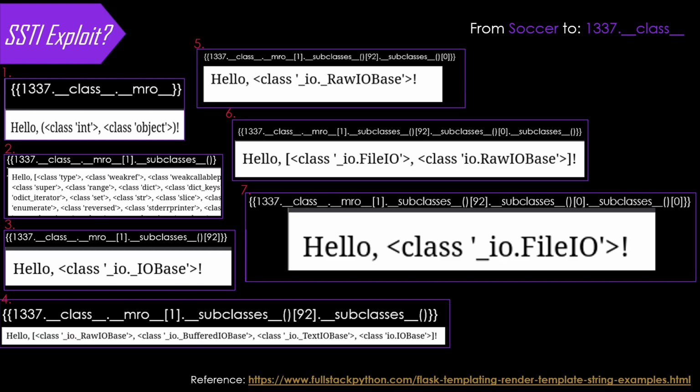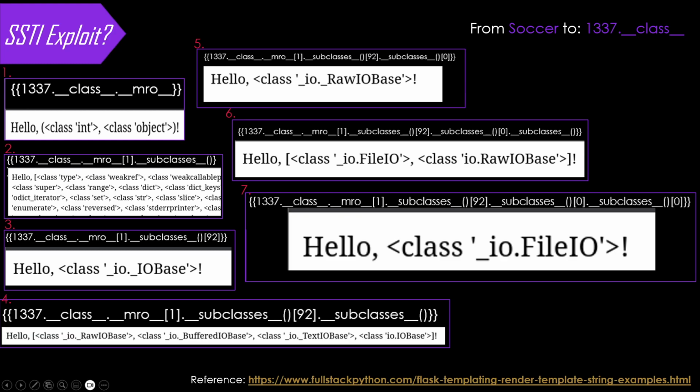Then same concept, we're on step 6, we do the subclasses again. Now we want FileIO, which is the one that allows us to read and write files. So put it on index 0. So now we basically have 137.__class__.__mro__[1], remember, mro 1 means object, then subclasses 92, remember, that means IOBase, then subclasses 0, that means RawIOBase, and then subclasses 0, that means FileIO.